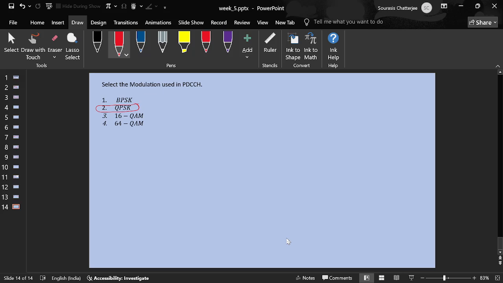Why not BPSK? Why not the first one? Because that's what the standard defines. It defines that for control information, the modulation scheme always used is QPSK. Now why not BPSK? It's a good question, because BPSK would be more robust than QPSK, that's true. But that's what the standard defines. For modulating the control information bits, the modulation scheme that is used is always QPSK.